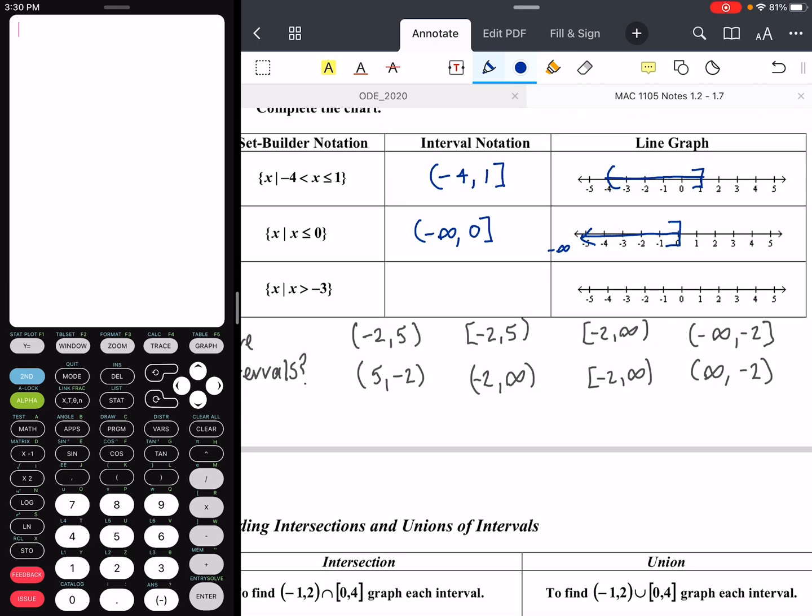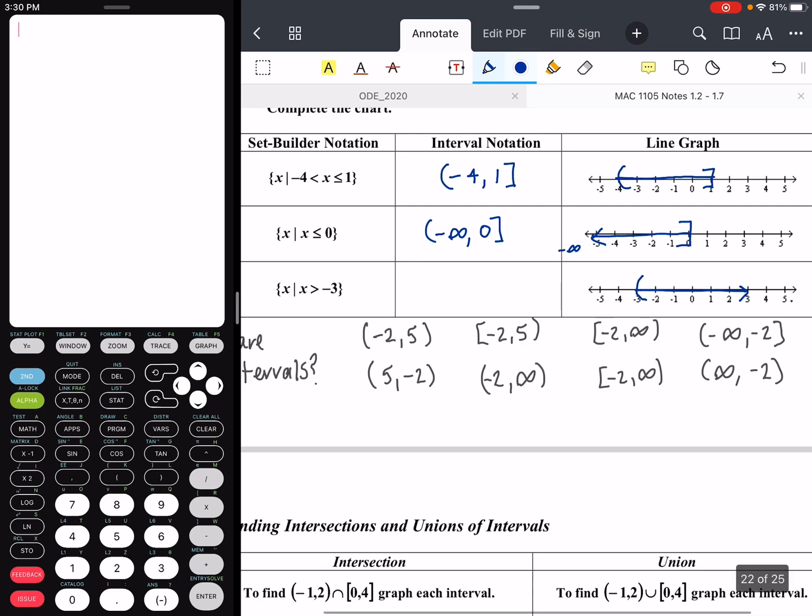And for x greater than -3, I'll use a rounded parenthesis at -3, and then my arrow is going out to the right. And remember, I'm drawing this toward positive infinity, so I have -3 on the left, positive infinity on the right, rounded parenthesis next to -3, and rounded next to infinity.